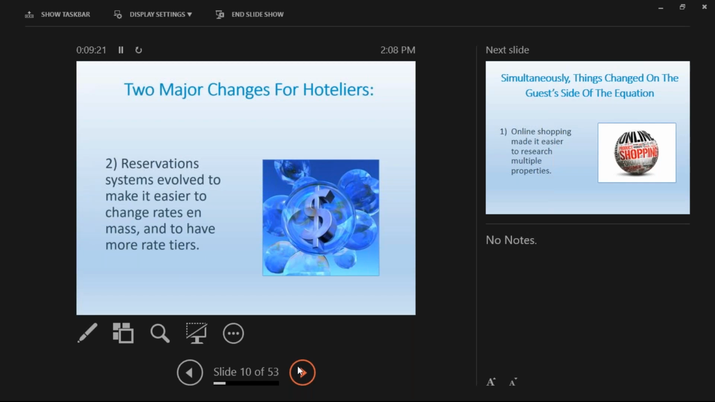The other thing that happened on both hotel, resort, and vacation rental is that reservation systems and property management systems evolved to make it easier to change rates en masse. In other words, if demand was higher than we expected, or booking pace, we could go into the system, do a few commands, and all the rates would be increased 5%, 10%. Now, with some vacation rental property management systems, you still have to go unit by unit. And of course, in the hotel business, it was made much easier to what we call yield the rates.